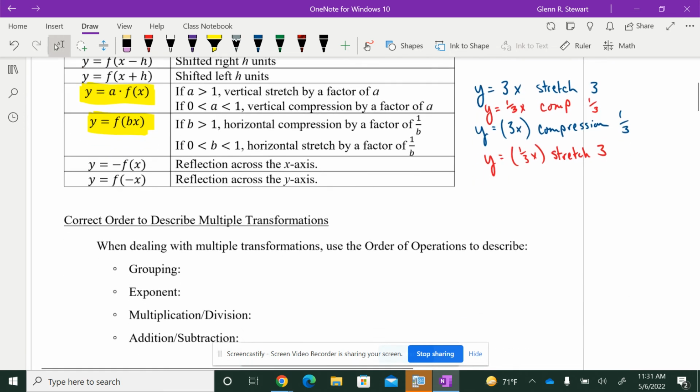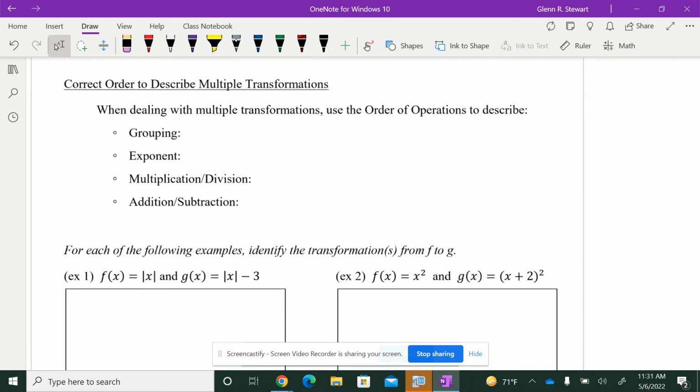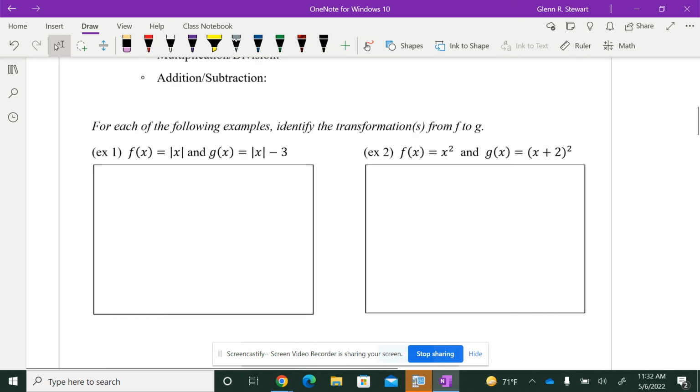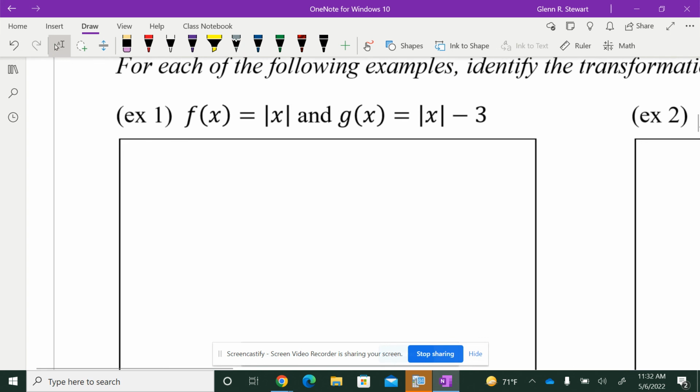I appreciate the humor. All right, so we're going to get into the correct order of describing multiple transformations. When we're writing these transformations, anytime that we have a multiplication or a reflection, we want to write those first. And then after that, we can write our addition and subtraction. I have 10 example problems for you today. It's not going to take super long, but I do want to show you the differences between some of these different types of problems. So here's example 1.